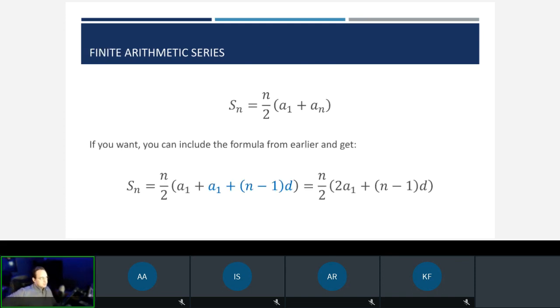So that leads us to the formula. To find the summation of this arithmetic sequence, it is denoted as S sub n equals n divided by 2 times the quantity a sub 1 plus a sub n.